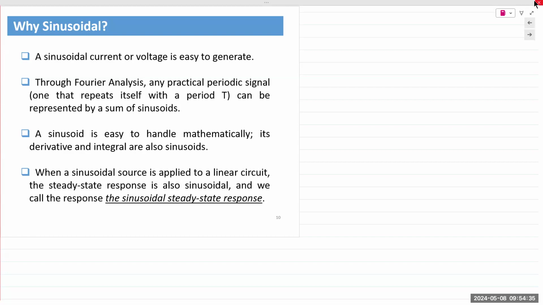That's what it does. So again, it's easy to generate, easy to step up and distribute. Mathematically, it is also easy to handle sinusoids because the result of a derivative or integral of a sinusoid is the same sinusoidal shape. Sin x, cos x, sin x, right?